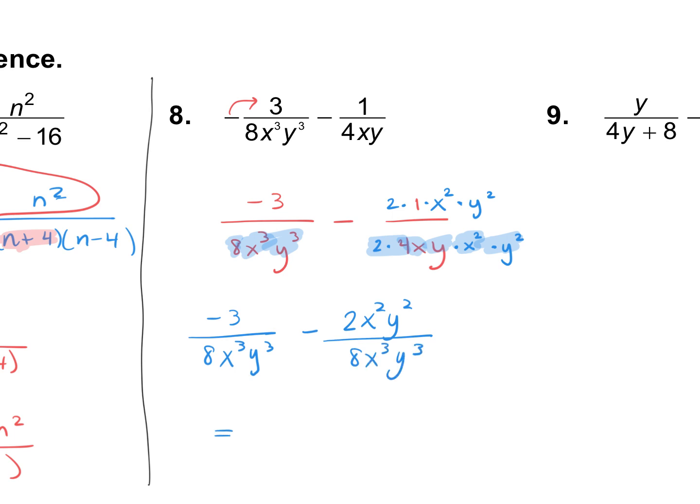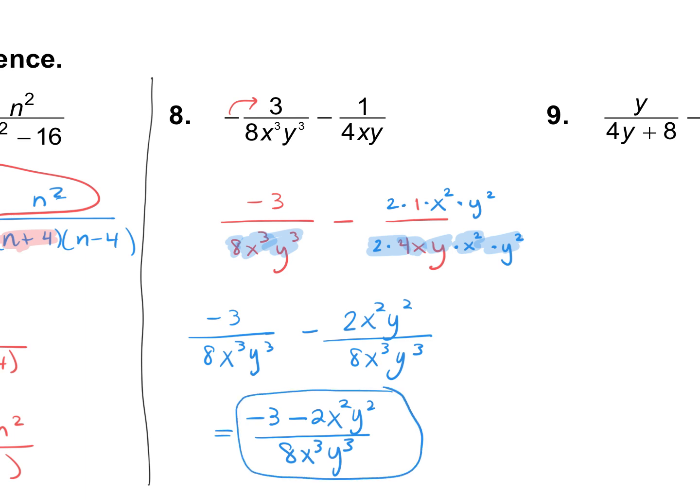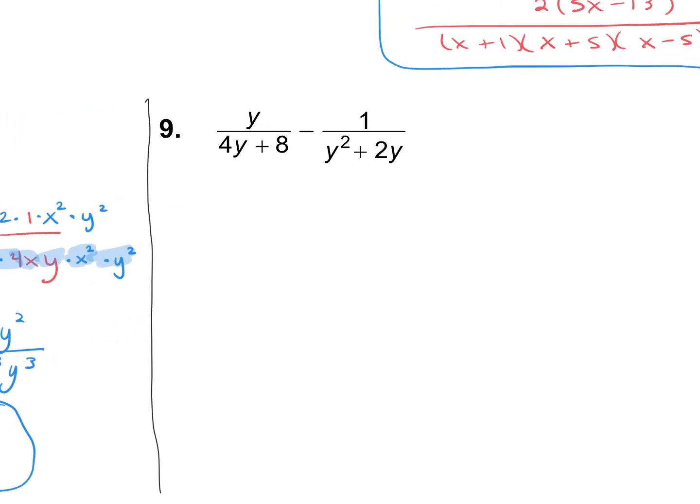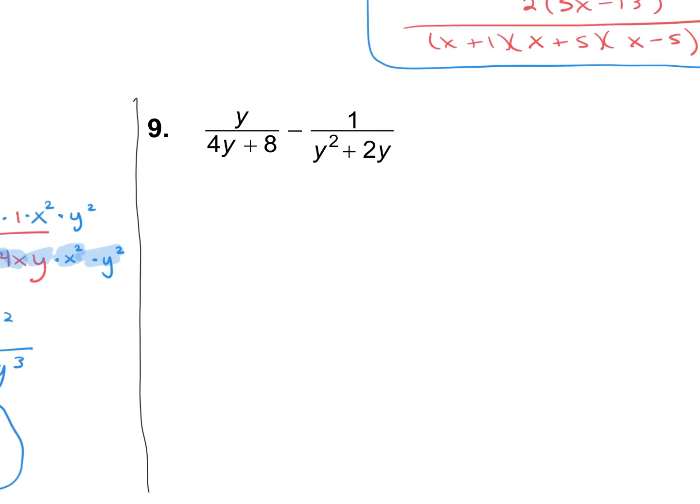All right, so we are subtracting fractions. We know that we will keep our common denominator of 8x cubed y cubed, and then we're going to subtract the numerator, negative 3 minus 2x squared y squared. Can we do any simplifying with the numerator, any factoring to get any factors to reduce? There's no GCF. It's not a difference of squares. We cannot factor that. So this will be our final answer. I guess we did get there a little bit faster than number 7. All right, last one for our 4-4.